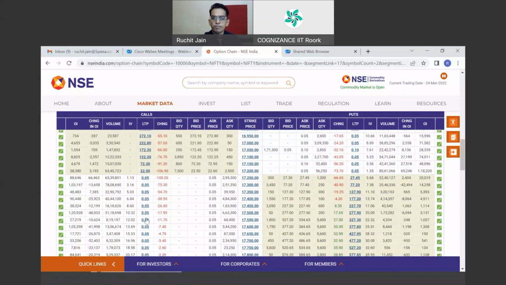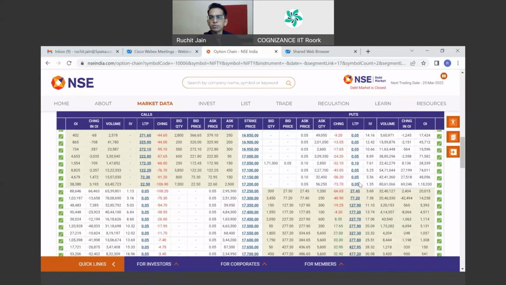Look on the put side. On the put side as well, see the premiums. All out of the money options have expired at zero, right? And all in the money options have only intrinsic value left in them, which is calculated as current market price minus the strike price, right? Now, if out of the money options expire at zero, then why do we purchase them? Because out of the money options relatively have lesser premium. Option buyers always have to pay the premium.